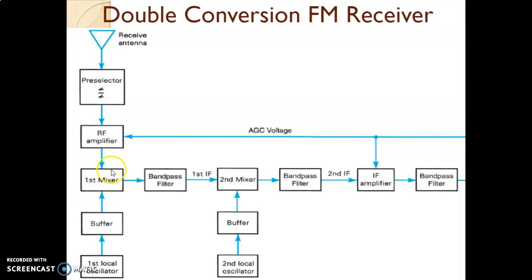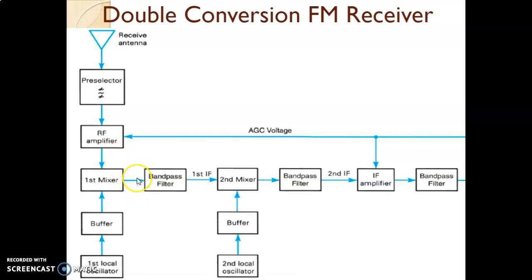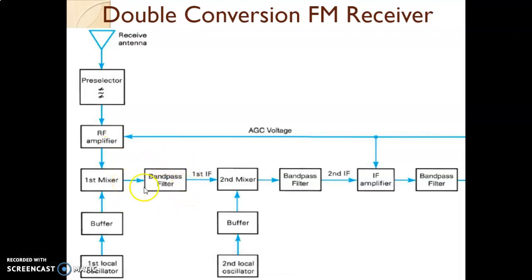Input to the mixer is the received RF signal. The second input will be from the local oscillator. So the local oscillator and RF will convert into the new frequency, which we call the intermediate frequency. The intermediate frequency will be the local oscillator frequency minus the incoming frequency, and that is passed through a band pass filter for proper filtering of the signal. We get the first intermediate frequency.